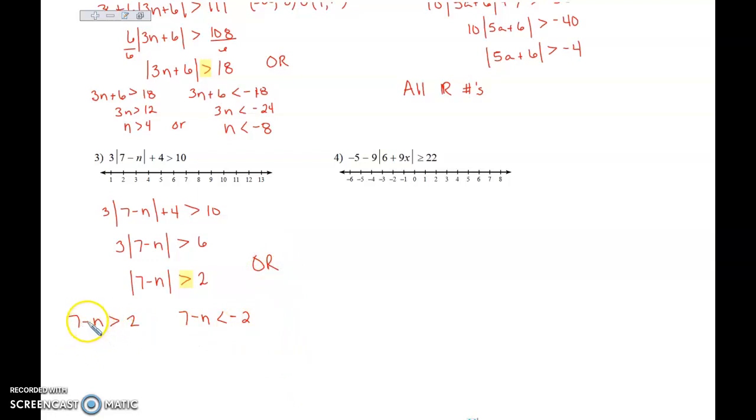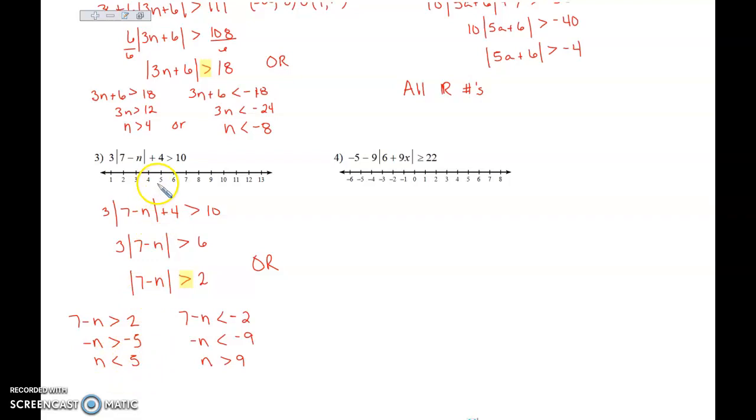So solve this out. Minus 7. So negative n is greater than negative 5. So n would be, you got to switch the inequality, less than 5. Divide by negative, flip the inequality. Minus 7, so negative n is less than negative 9. Divide by negative, flip the inequality, so n is greater than 9. And this should be or. So let's see when we go to graph it if it's a true or.